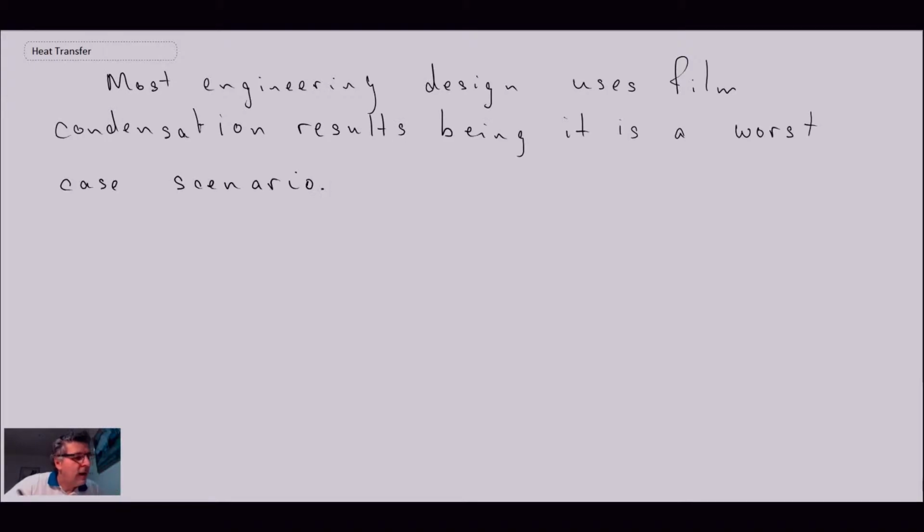Okay. So what we're now going to do is take a look at some engineering applications where condensation is quite prominent and is used in part of the system. So what we're going to do, though, is begin with the most general, and that's looking at condensation that we experience in our everyday lives.